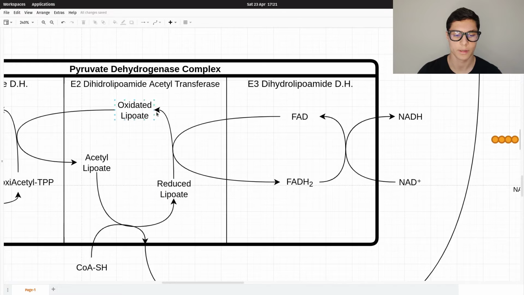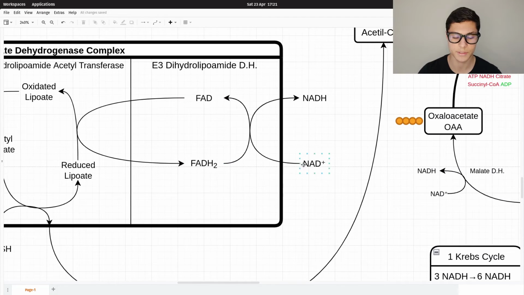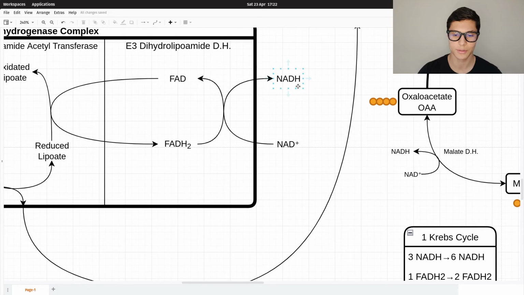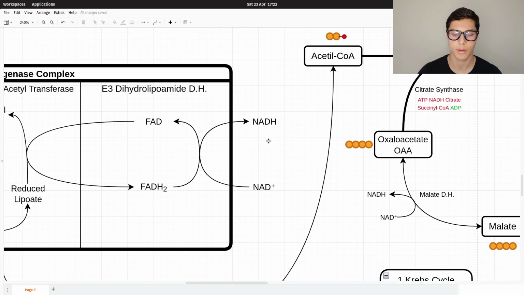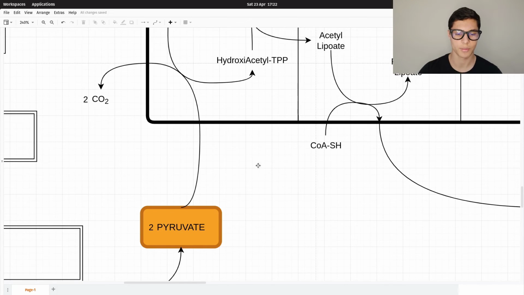electrons are moving, and the enzyme number 3, the dihydrolipoamide dehydrogenase, what it does is stealing those electrons and creating FADH2 from FAD. At the same time, NAD positive is stealing those electrons from FADH2 to create NADH. This NADH is then going to be used in the electron transport chain. As we know, we create two acetyl-CoA, two NADH, since we have two molecules of pyruvate.